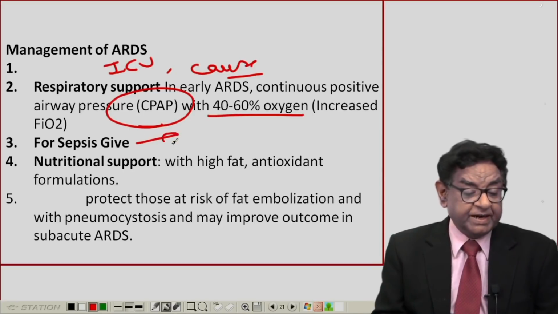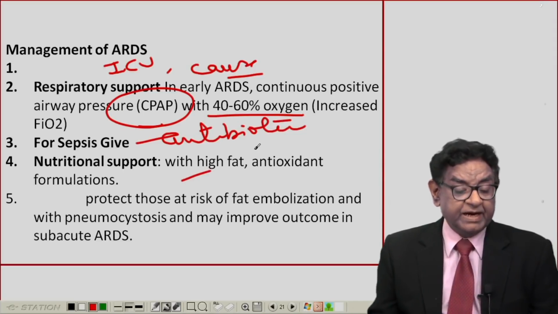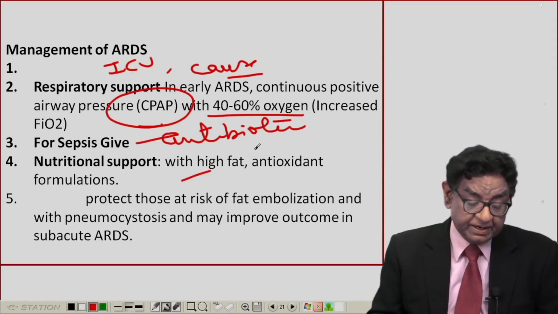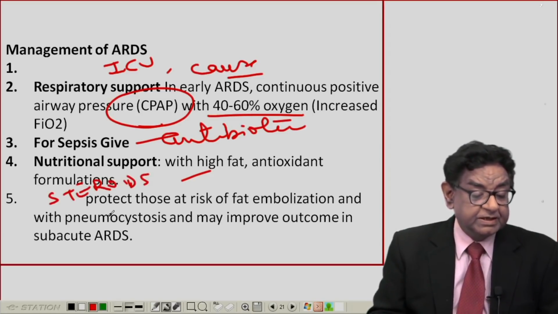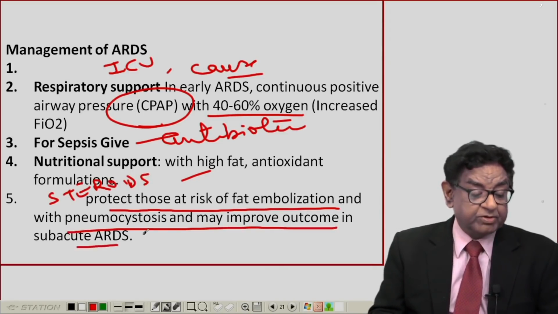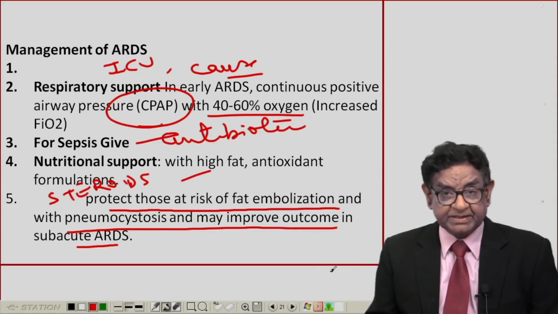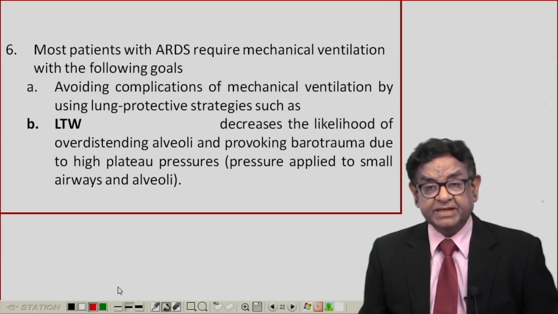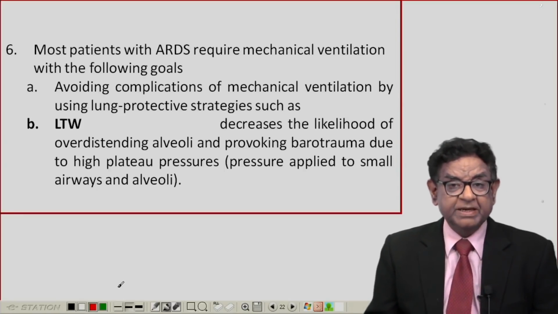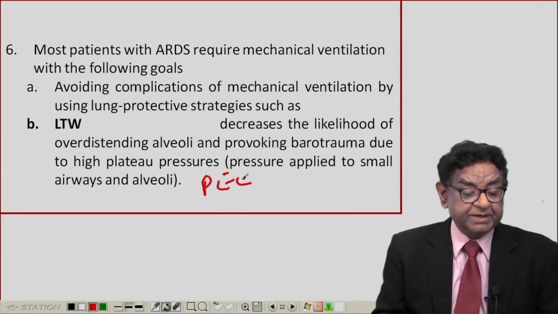For sepsis, give antibiotics. Nutritional support, high fat and antioxidants should be given, and we can give a short course of steroids. It may improve outcome in those at risk of fat embolization and with pneumocystis, and in subacute ARDS also. But it is not a definite treatment, it is just supportive treatment. Okay, and as I told you, in the initial stage of ARDS, we can use CPAP. But otherwise, most patients need PEEP, positive end-expiratory pressure.